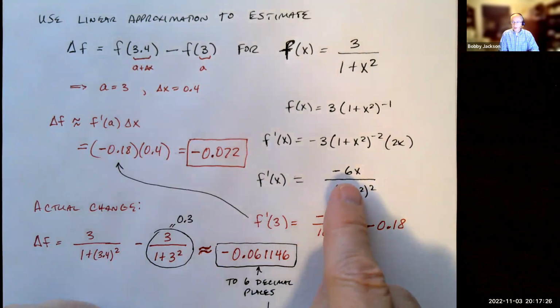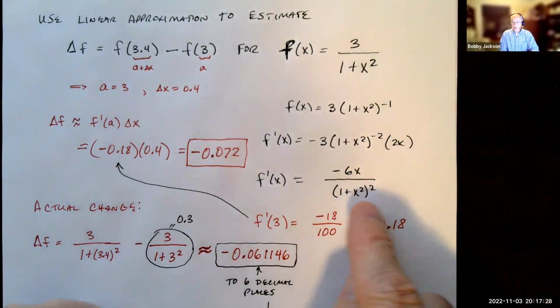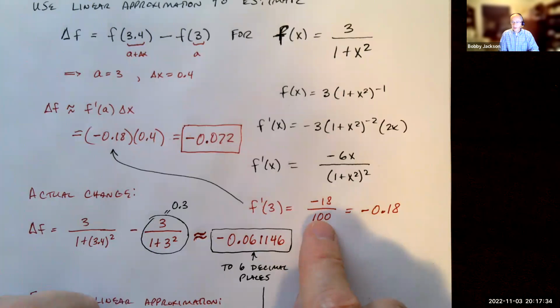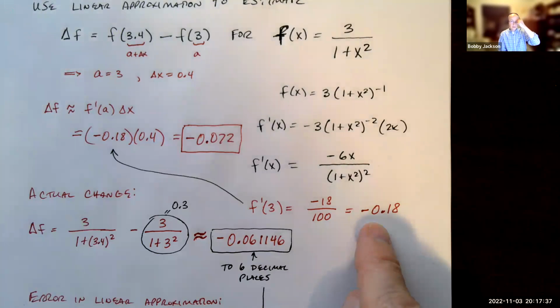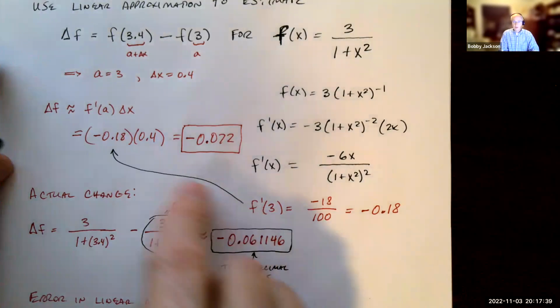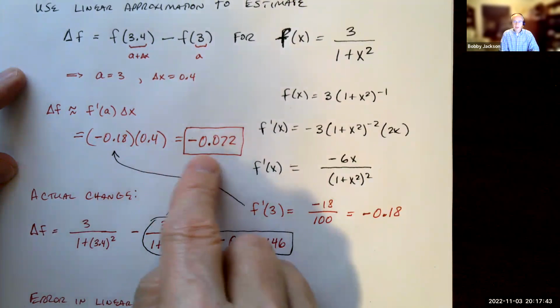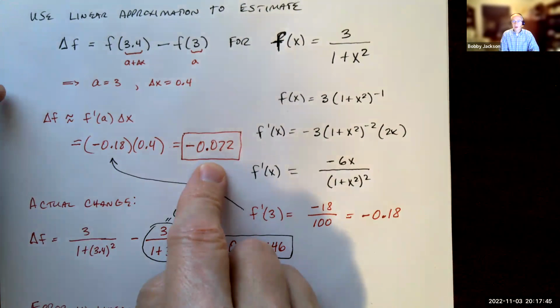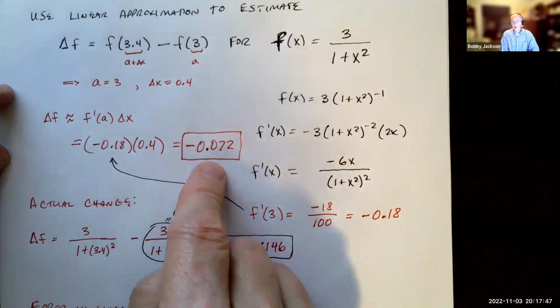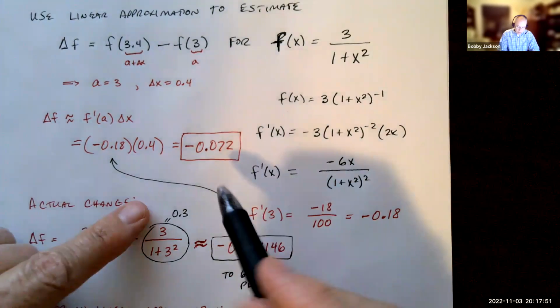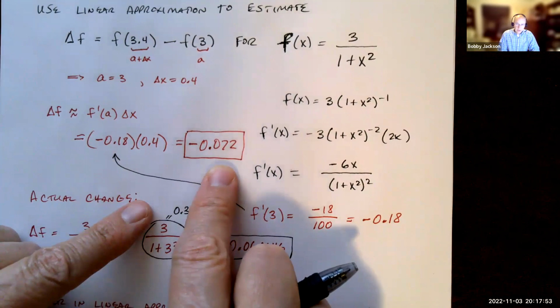So what is the derivative at a, which is 3? If I plug in 3 up top, I'll get negative 18. Down here, I'll get 1 plus 3 squared. 1 plus 9 is 10. 10 squared is 100. So negative 18/100 is the value of f prime of a. So f prime of a is that, delta x is 0.4, multiply them, and this is our estimate. This is exact. In fact, they wanted it, I think, to 3 decimal places, but it's exactly that. Okay, so that's the estimate.